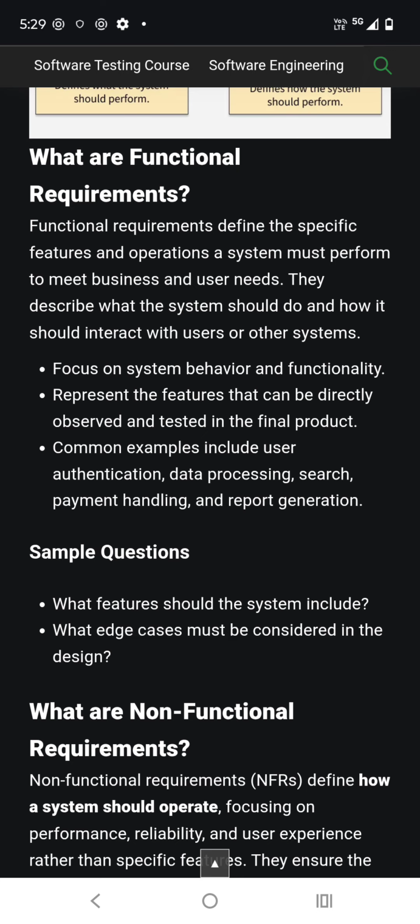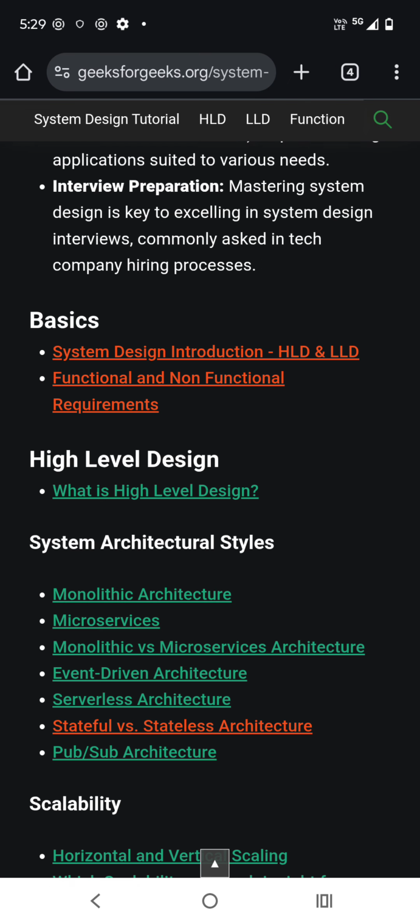Functional means the behavior, what its use case is, what features it is going to provide. All these things will come under functional requirements.